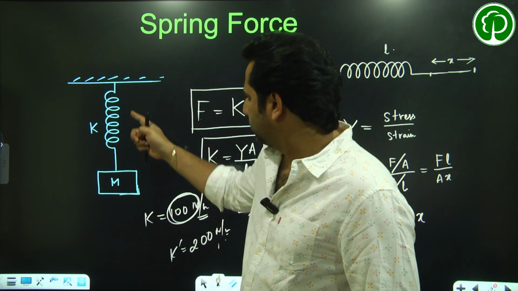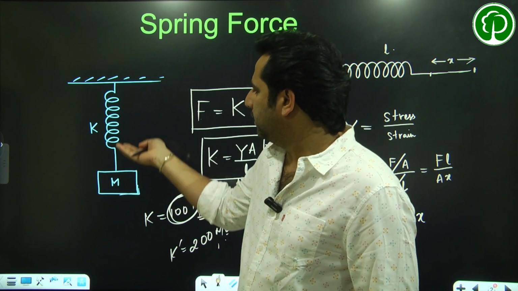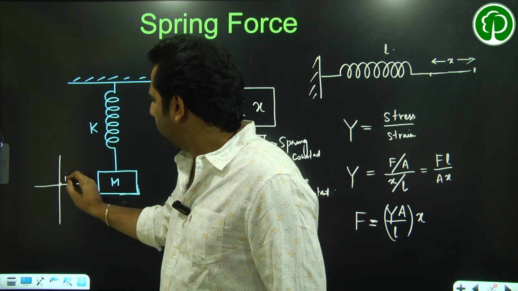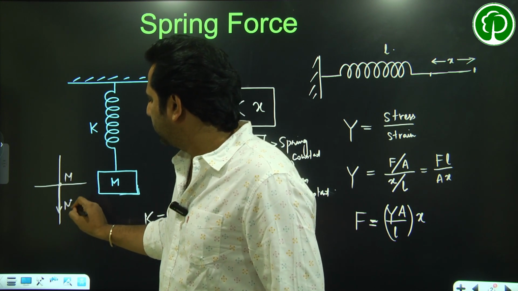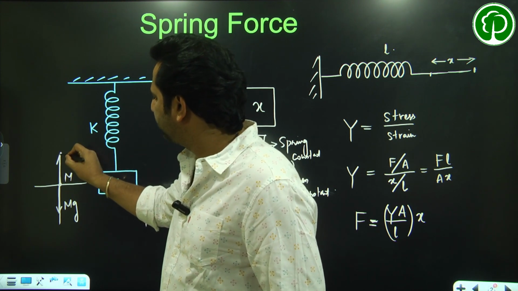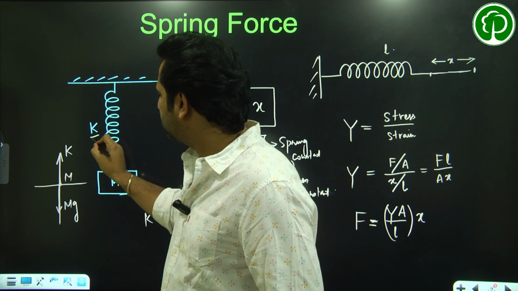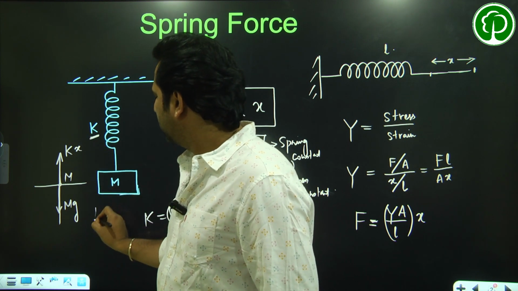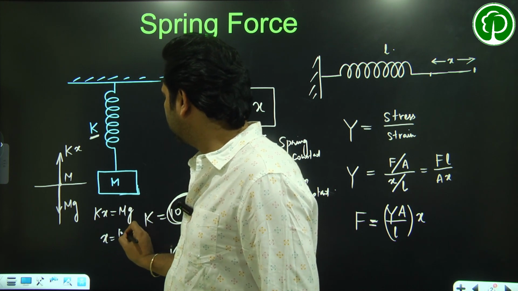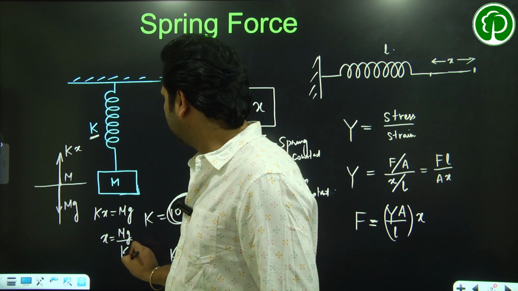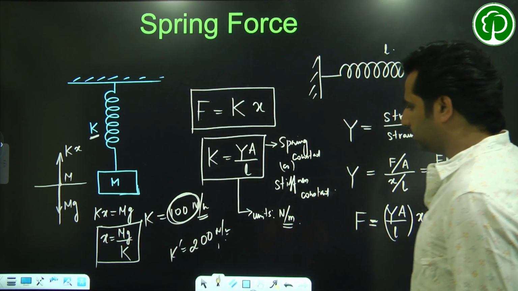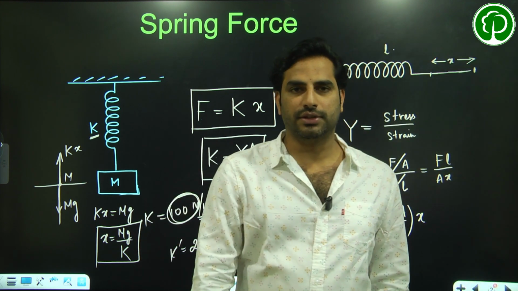Now suppose a block is suspended freely with the help of a spring, it is in equilibrium. Now if you draw the free body diagram of this, the weight of the block is acting downwards because the spring is elongated. The spring force is in the direction of pull. Let me say the stiffness constant is K, so K into x. In equilibrium, Kx is equal to mg, the elongation caused in the spring is mg by K. This is how you find the elongation of the spring.